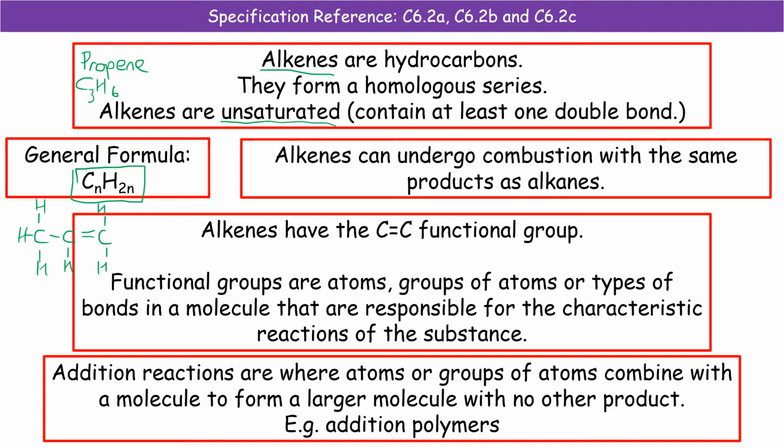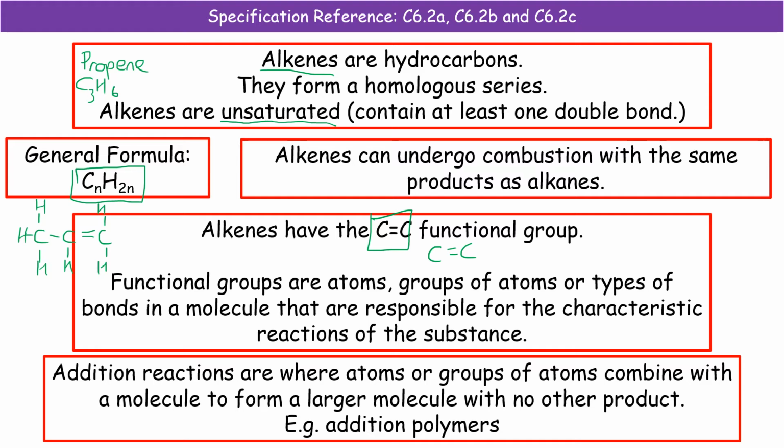What we find in terms of the reactions of our alkenes, they undergo combustion, same products as the alkanes, either complete or incomplete. And if they ask you what is the functional group of the alkenes, that's what we're going to write. 2 carbons joined by a double bond. So you don't have to use any fancy name. If they say what is the functional group of the alkenes, all you're going to do is that.